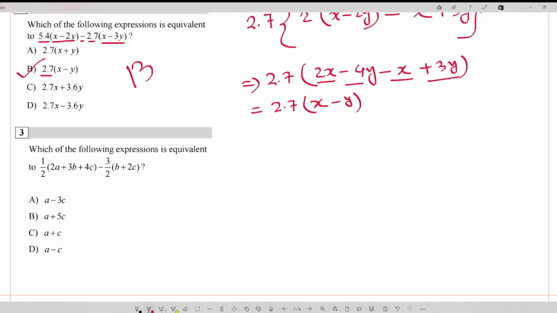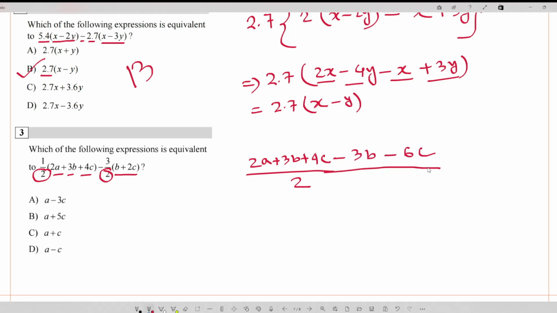Number 3. Which of the following expressions is equivalent to 1 divided by 2 times 2a plus 3b plus 4c minus 3 by 2 times b plus 2c? Look, here the denominator is 2 and here is also 2, so our LCM is 2. So in this case, here is 2a plus 3b plus 4c minus, here is 3b and minus 3 times 2, it means 6c, right?